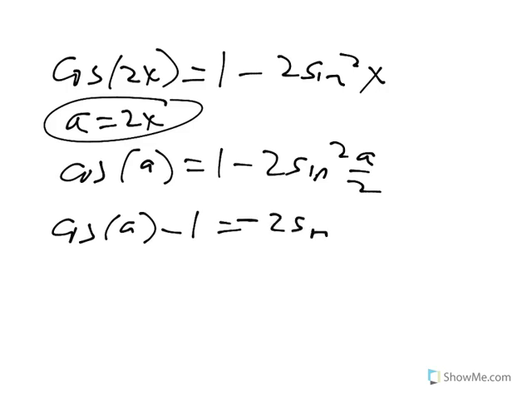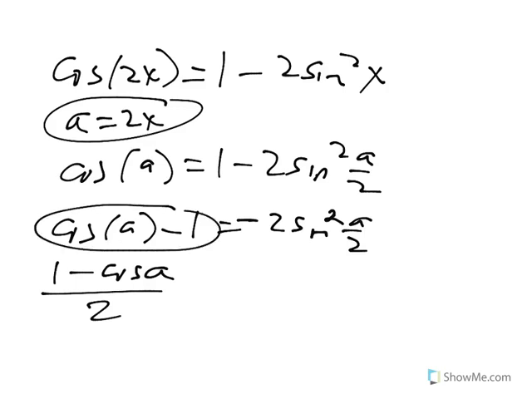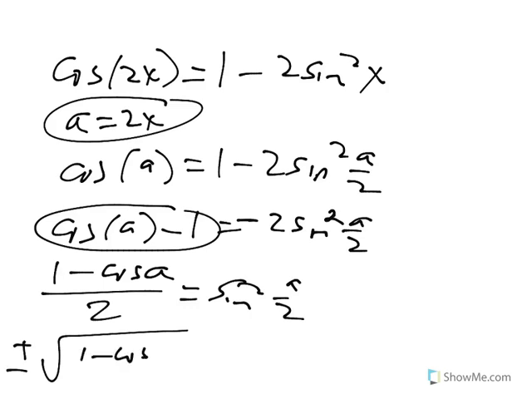Negative 2 sine squared a over 2. Divide by negative 2. When I divide by the negative, I'm going to reverse the direction. Cosine a minus 1 becomes 1 minus cosine a. And finally, take the square root of both sides. And that's where we get the sine a over 2 formula.